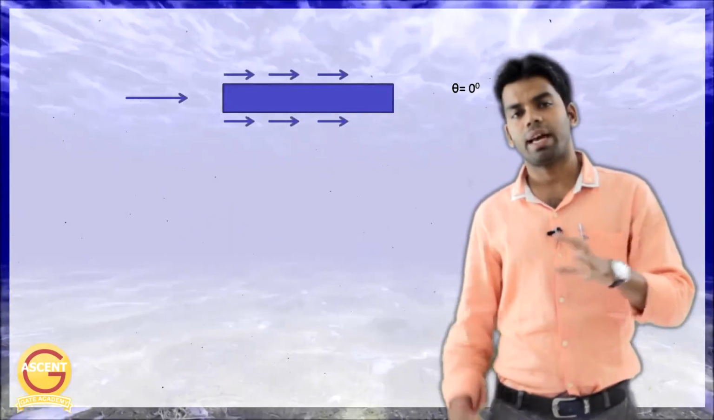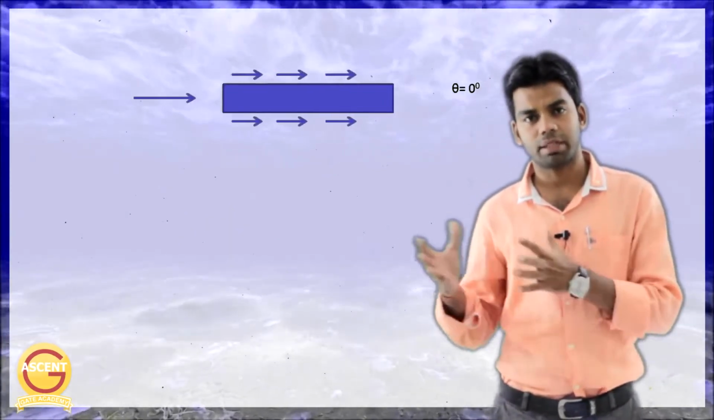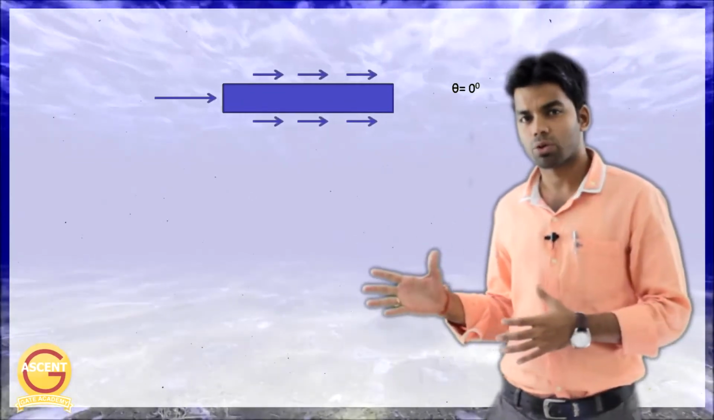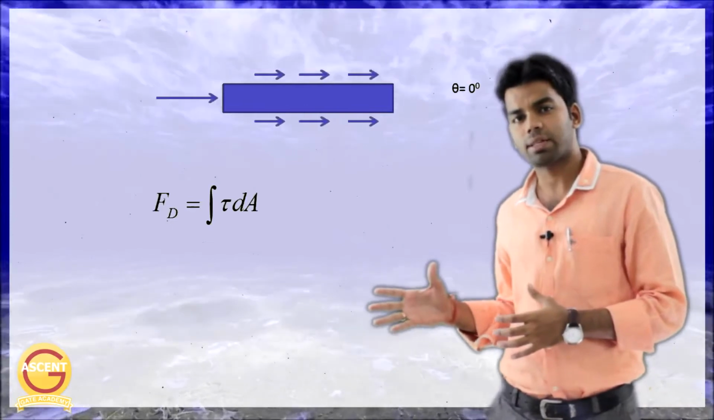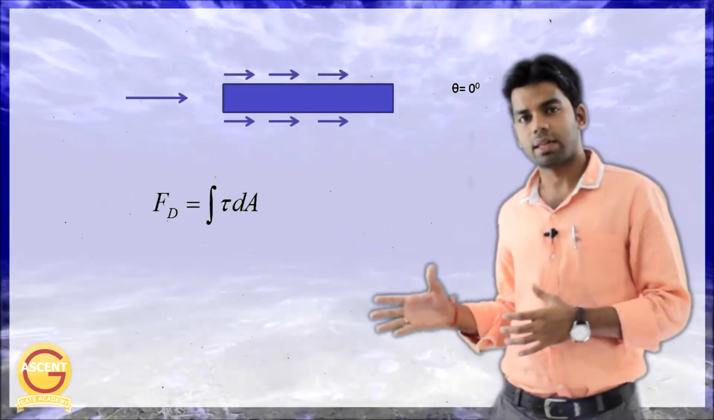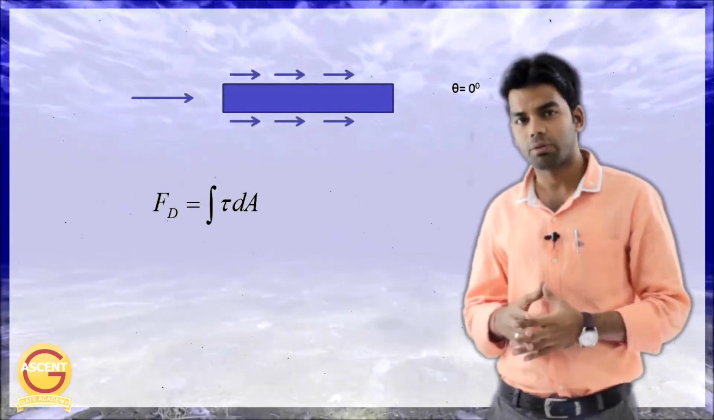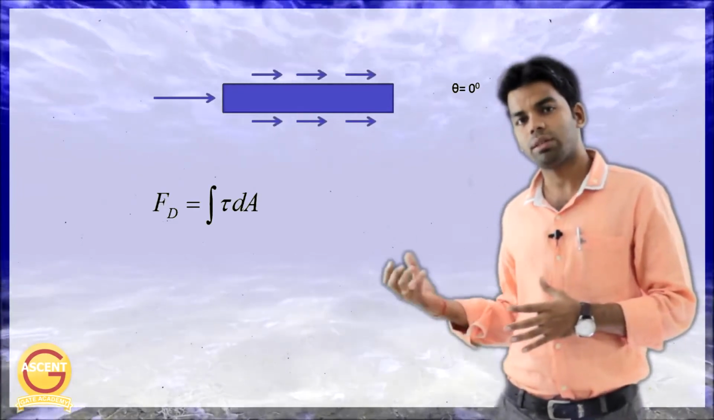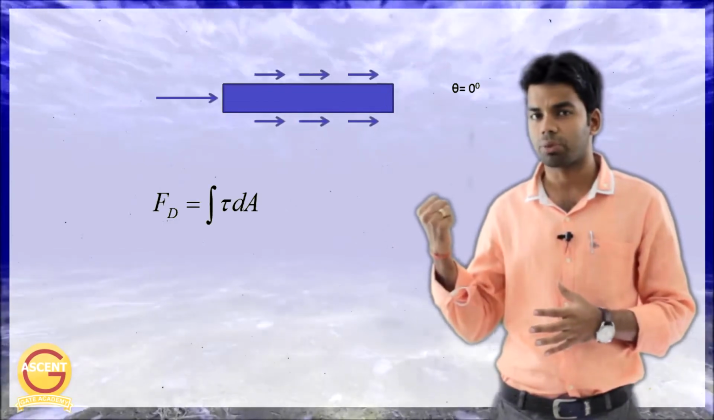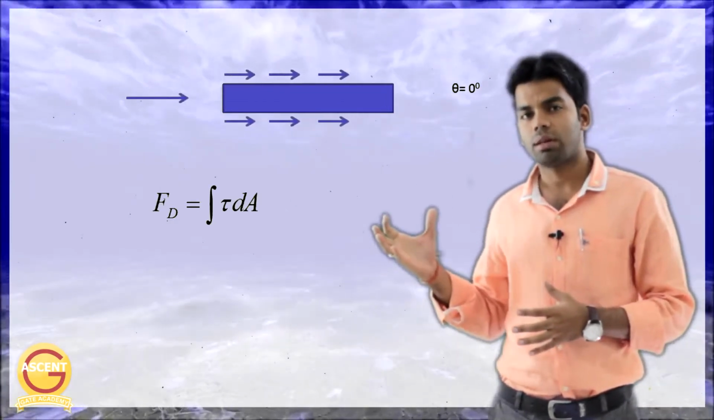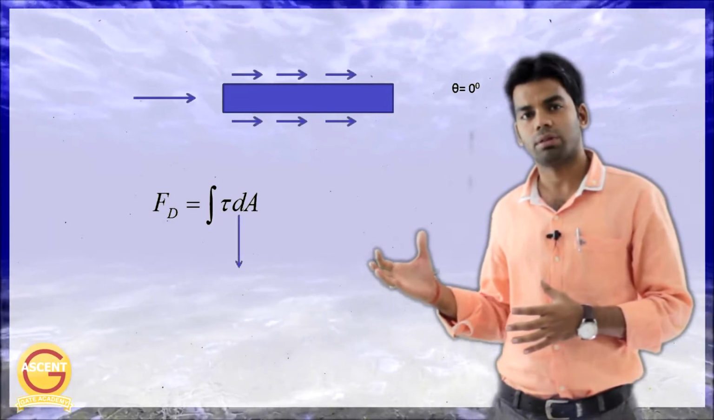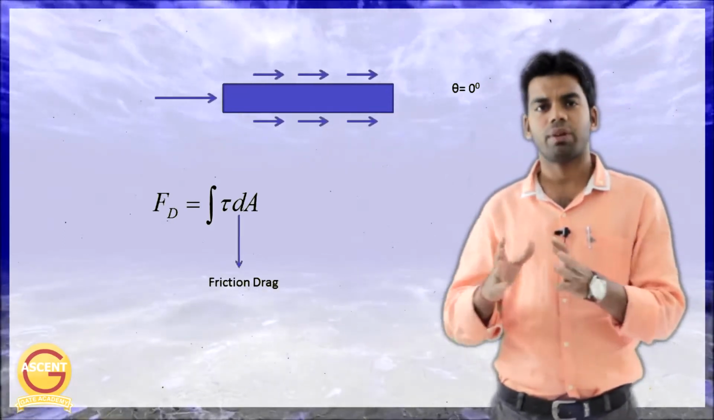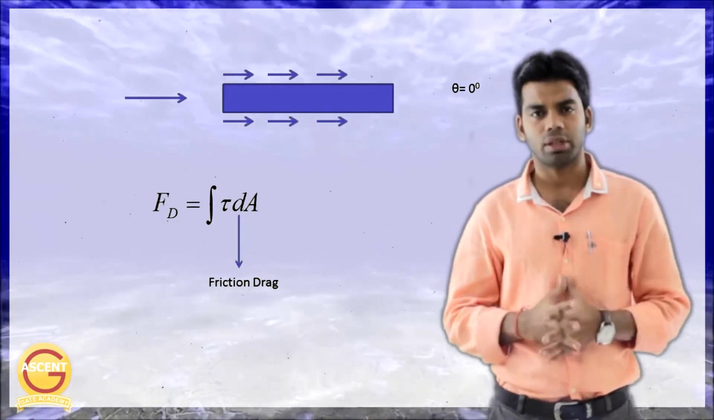Now what if we have a horizontal plate placed along the stream of air? Then theta is equal to 0 degree, and since theta is 0 degree, sin theta will be equal to 0. We will have only the friction component and not the pressure component. That means total drag force Fd is equal to the friction drag, which is equal to integration of tau into dA.